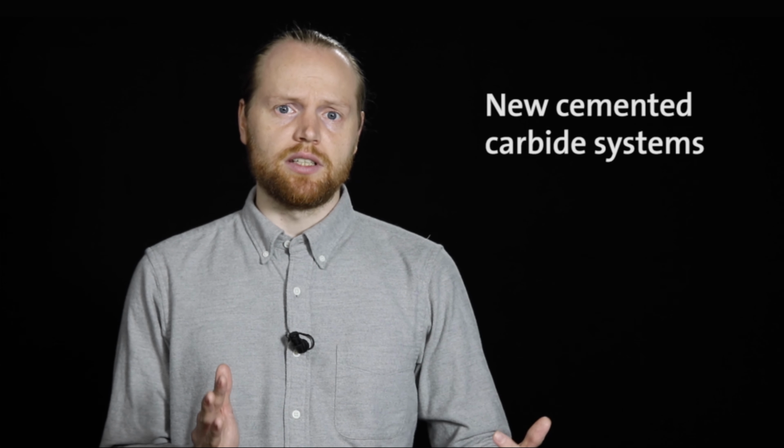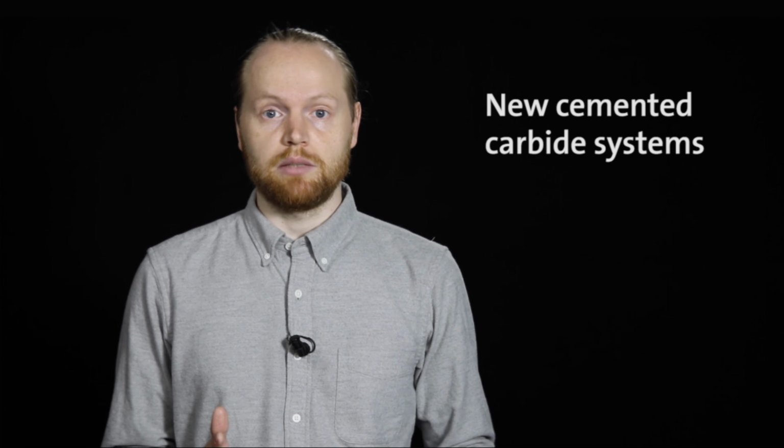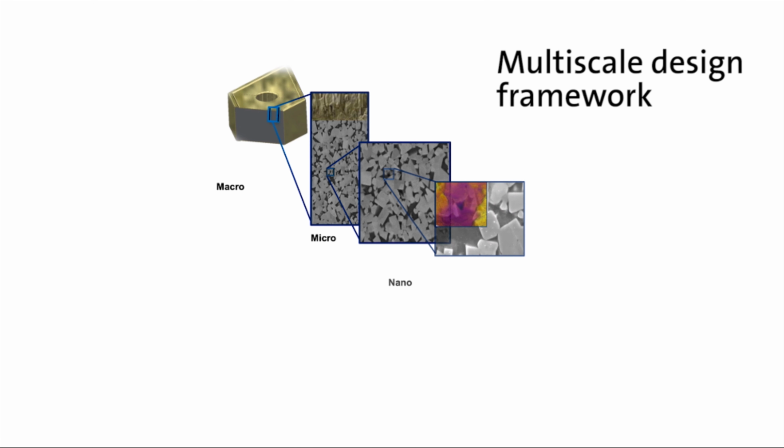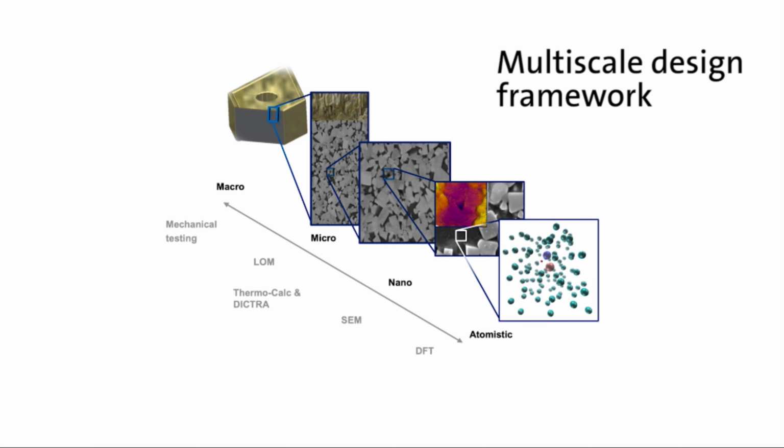One of the examples that we will talk about extensively in the course is the design of new cemented carbide systems. Starting from the application, in this case cutting tool inserts, we can build up our design framework along multiple material length scales. To understand the material's behavior, we need to have our tools and models, our toolbox, that help us to understand the material's evolution down to atomistic effects.